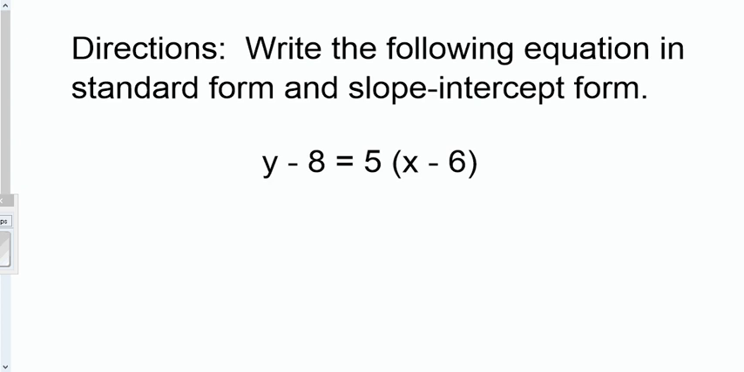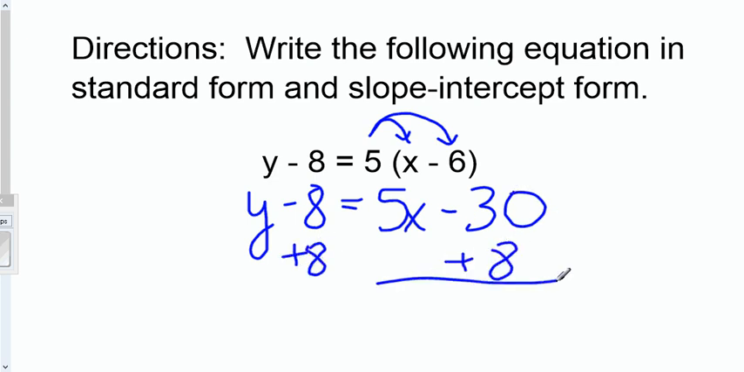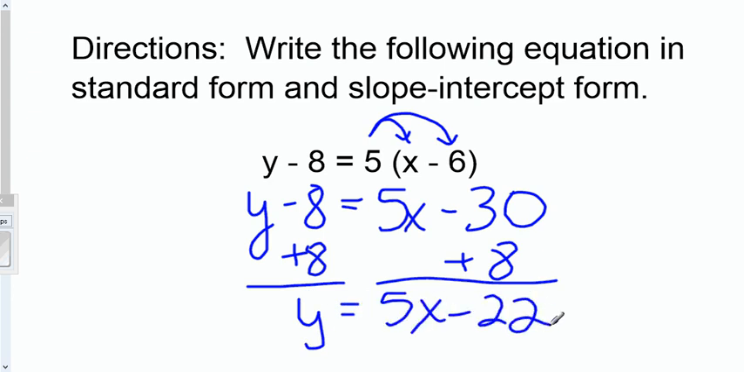All right, hopefully you just did that on your own, so let's check and make sure that you did it right. First, we're going to distribute the 5, and I'm going to have y minus 8 equals 5x minus 30. Add 8 to both sides to get y by itself. So I'm going to get y equals 5x minus 22. Notice this is minus 30 and plus 8. That's going to give me negative 22. So be very careful there. So that's my slope-intercept form.